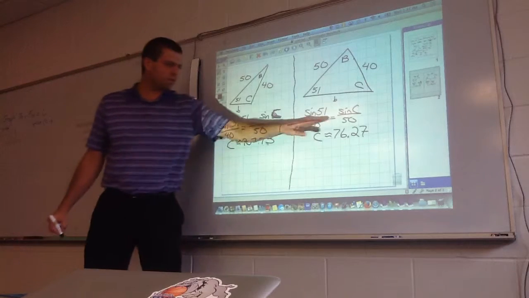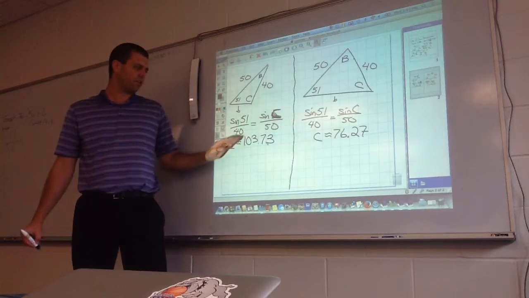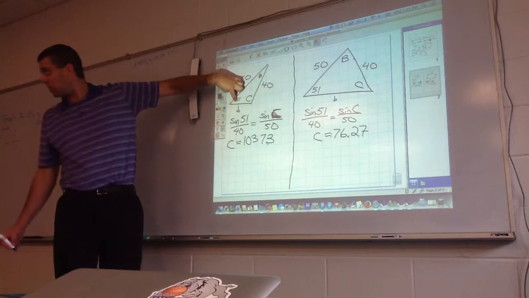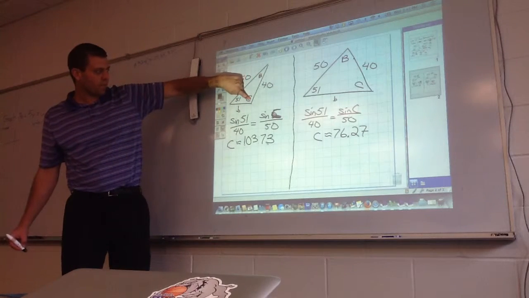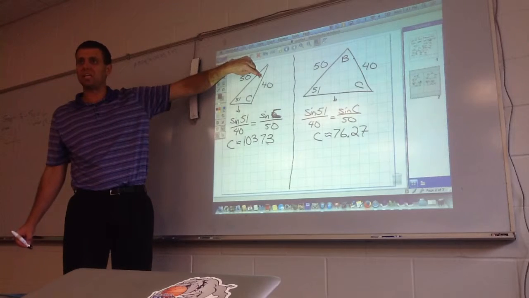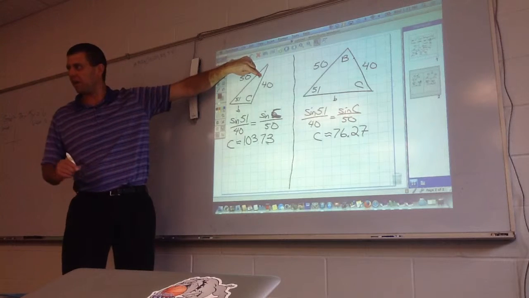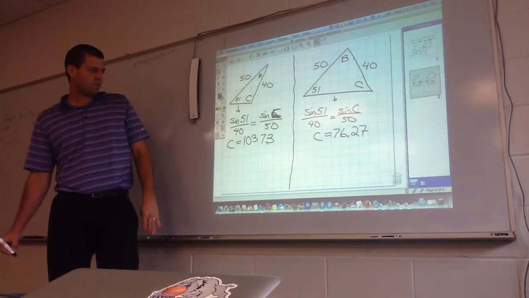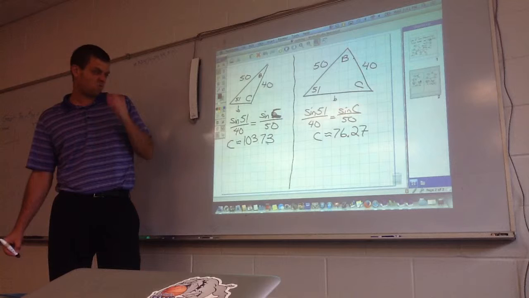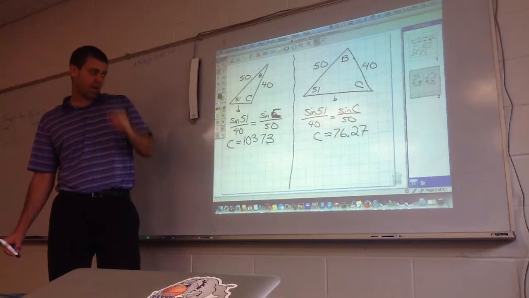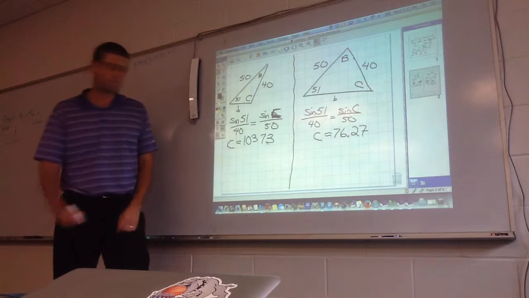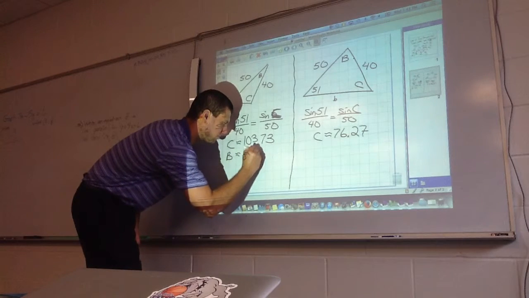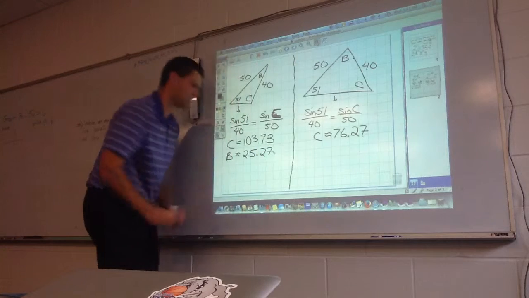So I kind of work both problems together to start, but now I'm just going to strictly focus on this one here. That's 51. That's 103.73, so I can figure out angle B pretty easily because all 3 angles have to add up to 180, right? Okay, little help there. 45.27. That's rounded right now, okay?